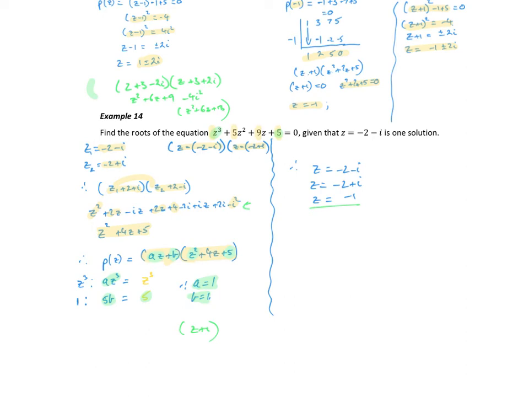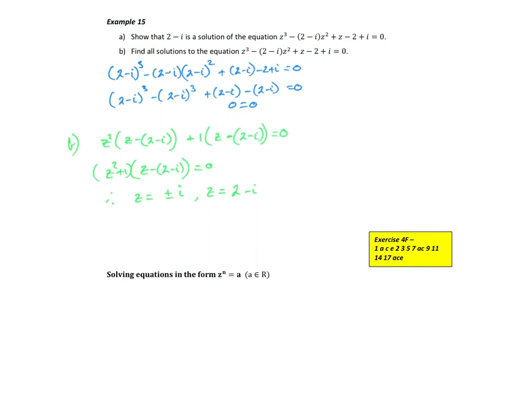All right, one to go. Show that 2 minus i is a solution to that expression. Okay, so obviously if it's a solution, if we substitute it in, we'll get a true statement, which in this case will equal 0.